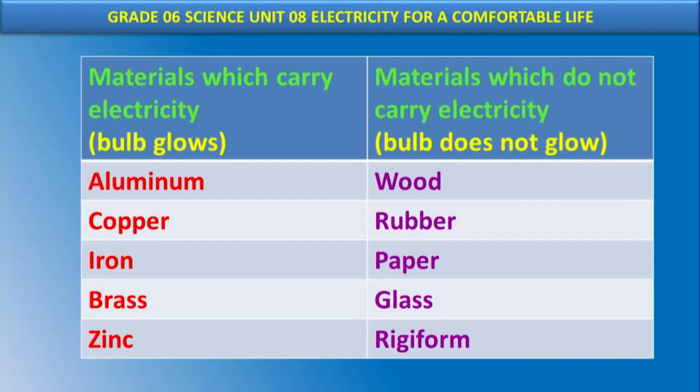What are the materials? Aluminium, copper, iron, brass. Brass is also an alloy. Zinc. These materials conduct electricity. Wood, rubber, paper, glass, thermocol, they are called materials which do not conduct electricity.